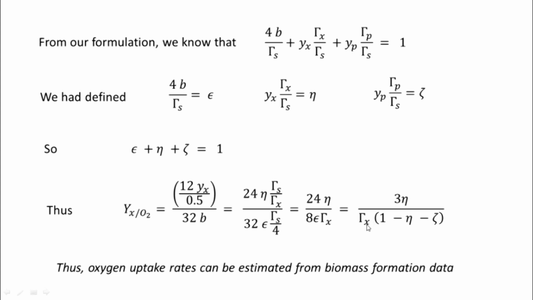3 eta by gamma X times 1 minus eta minus xi. So finally we have gotten the yield coefficient of cells with respect to oxygen as 3 eta divided by gamma X times 1 minus eta minus xi. So in terms of all the generalized parameters for which we have some thumb rule numbers. Therefore, oxygen uptake rates can be estimated from biomass formation data. We already know gamma X, eta and xi. You can look into the literature to find some estimates, and those estimates can be used.